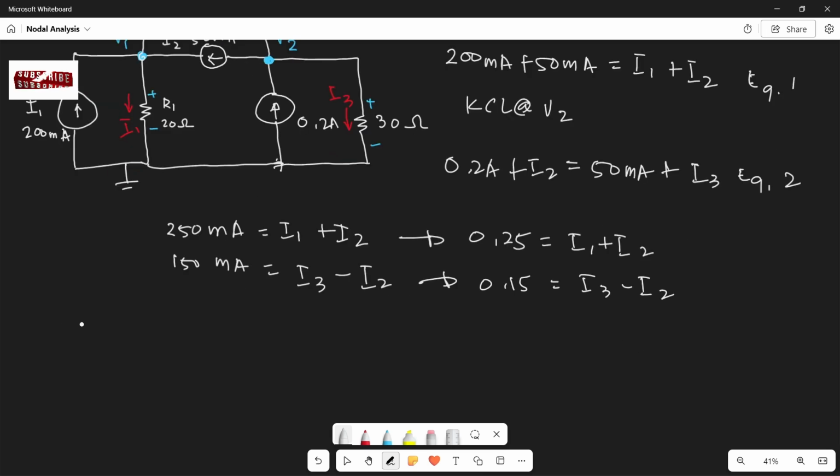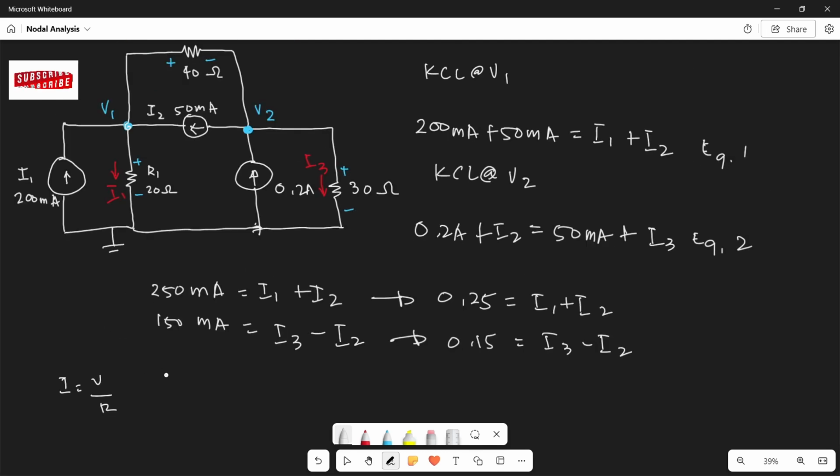By Ohm's law, current is equal to voltage divided by resistance. Therefore, I1 is equal to V1, which is the voltage across the resistance R1. In this equivalent circuit, the voltage across resistance R1 is V1 with respect to the reference node. So that is V1 divided by R1, which is 20.